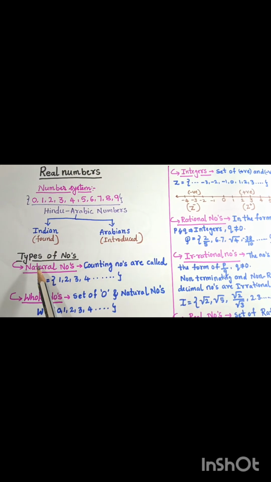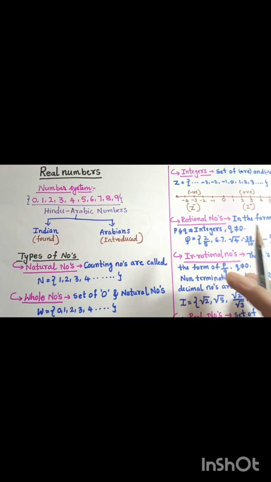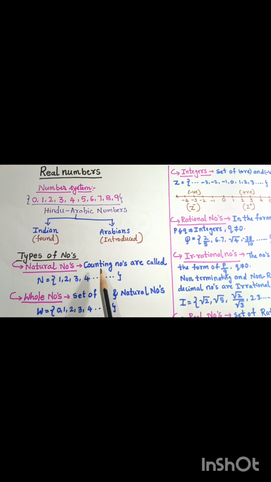Okay. Now in these numbers there are many types of numbers. Already in your previous years you learned these types of numbers. Let's revise this. The first type is natural numbers. Natural numbers means the counting numbers. The natural numbers are denoted by N. Which are the natural numbers? 1, 2, 3, 4, and so on. These numbers are called natural numbers.